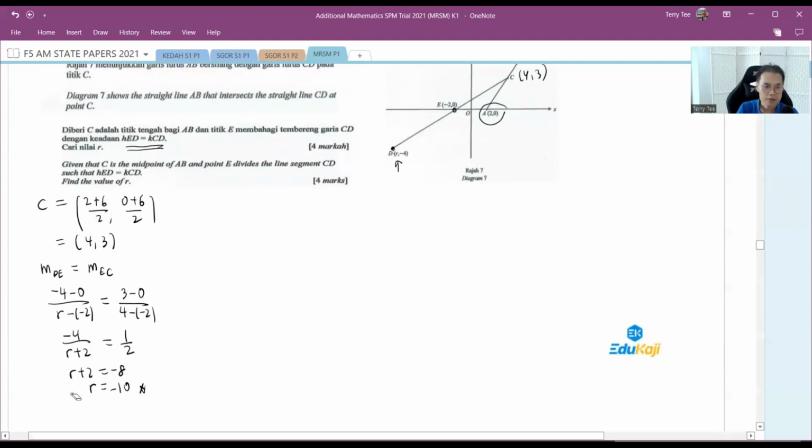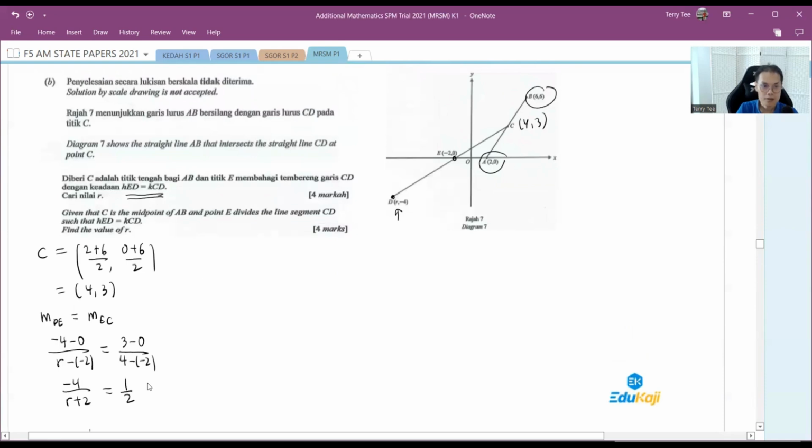Let me write this over here so that you can see the whole page. So this will be r plus 2 equals negative 8, r is negative 10. But what I would say is that the question probably should say find h, k, and r, so that it fully justifies the 4 marks given.